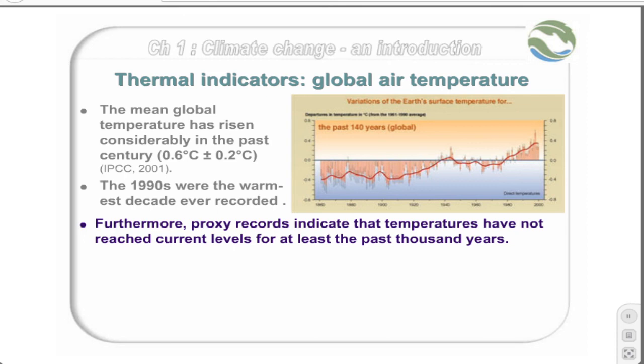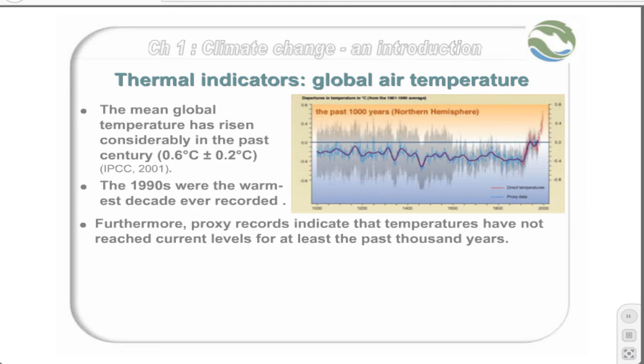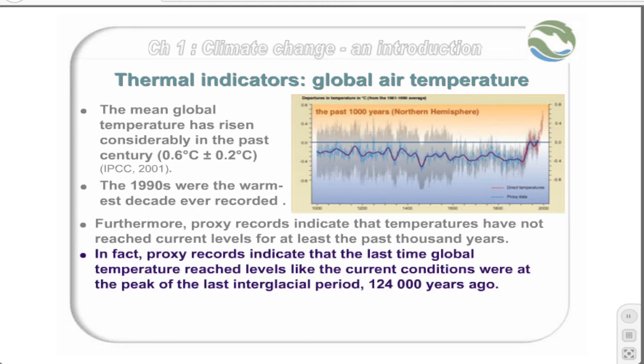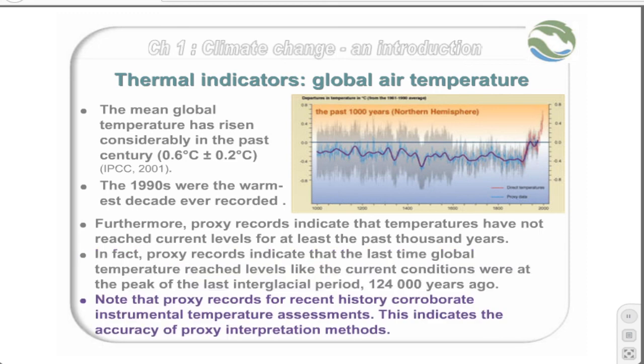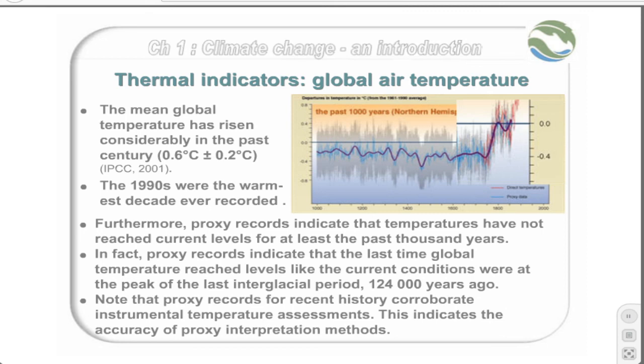In fact, proxy records indicate that the last time global temperatures reached levels like the current conditions was at the peak of the last interglacial period, 124,000 years ago. Note that the proxy records for recent history corroborate instrumental temperature assessments. This indicates the accuracy of proxy interpretation methods.